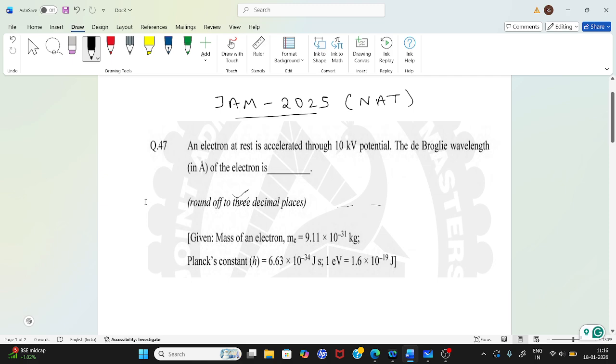It says an electron at rest is accelerated through 10 kilovolts potential. The potential is given to you. It directly asks for the de Broglie wavelength in angstrom of the electron. We'll see how it is derived, and also look at the numerical calculations. The values are provided: the mass of the electron and the value of Planck's constant are given. So let's go.